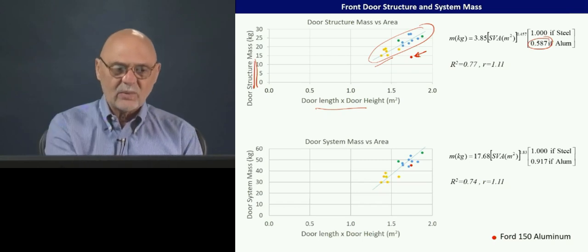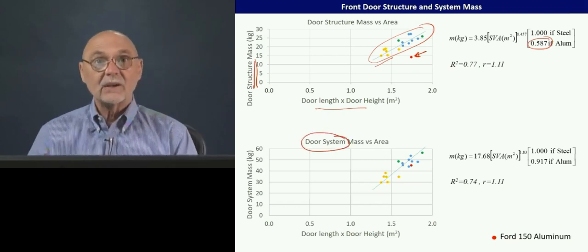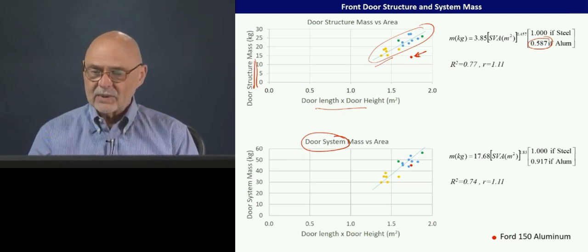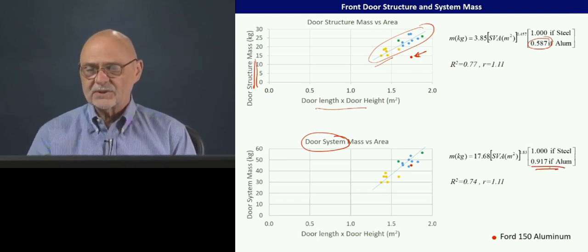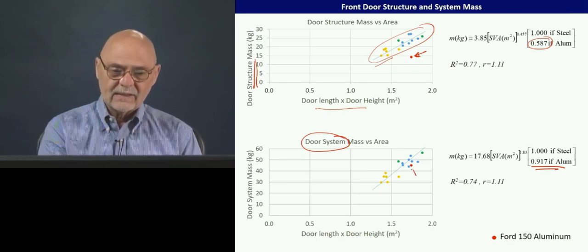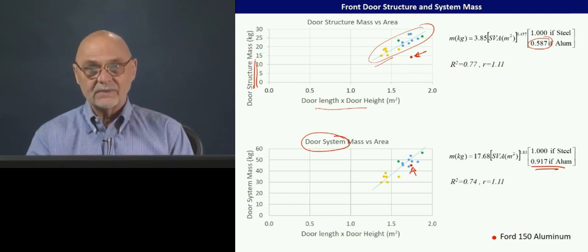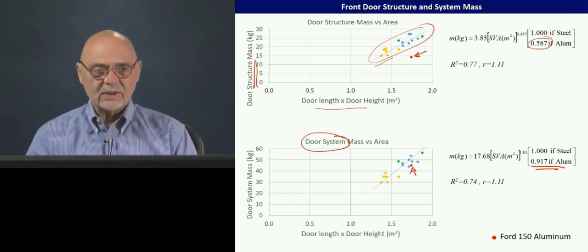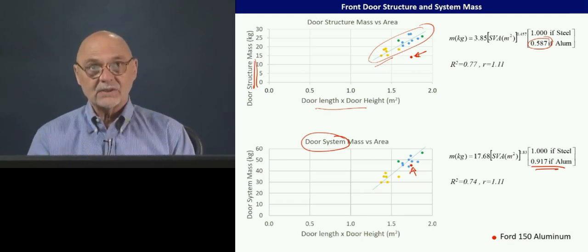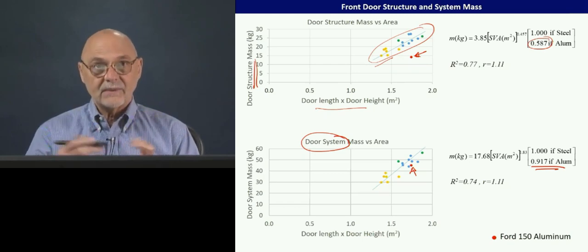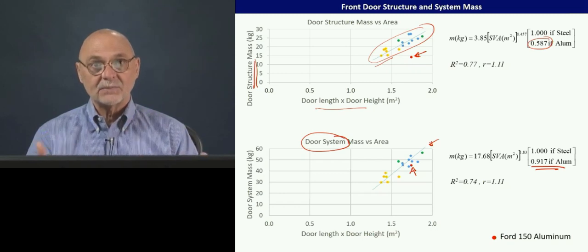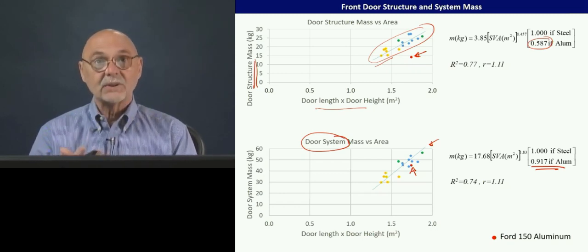What's a little bit curious here is that when we look at the door system, so now this is the built-up door with all the components in it, we can see that there's much less difference for the aluminum door. It's kind of now just one of the cloud of data. So it's a little bit curious because we know that the aluminum structure is more costly. And yet, when you get to the final door system, a lot of that mass reduction just washes away, and it just becomes another door, not particularly light.